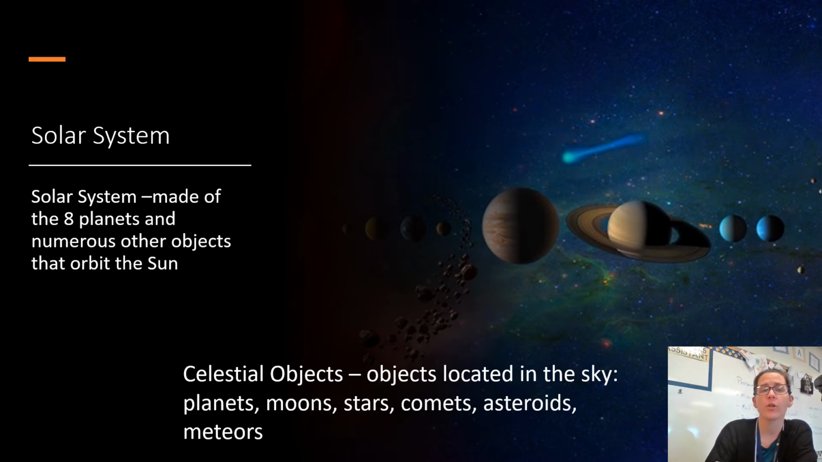So the first word we are going to look at is the solar system. And the solar system is made up of the 8 planets and numerous other objects that orbit our sun. And orbit just means something that stays in a circle going around it. Next, we have celestial objects, and those are objects located in the sky: planets, moons, stars, comets, asteroids, and meteors.